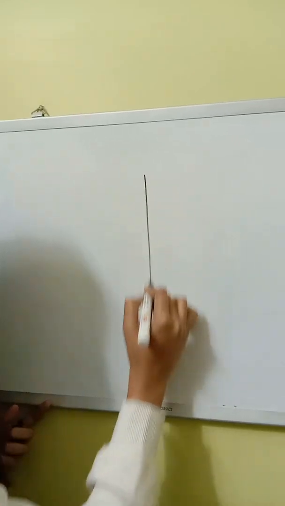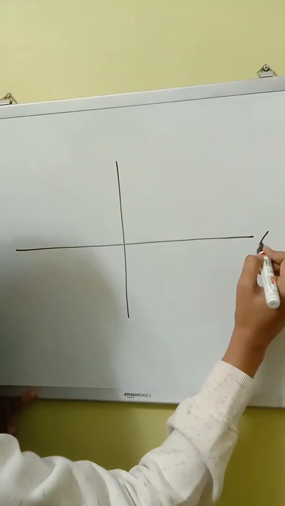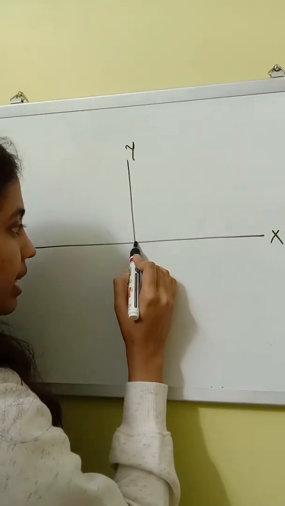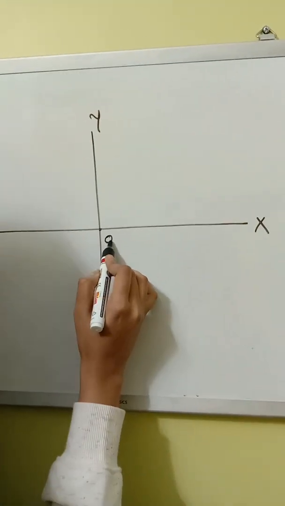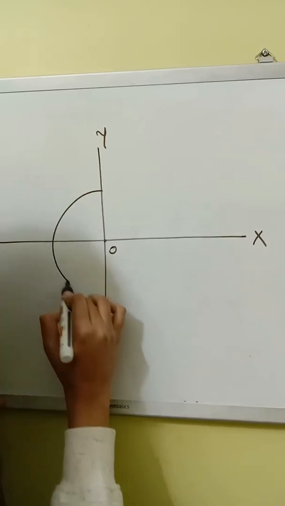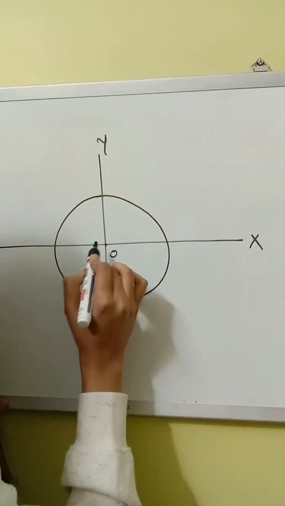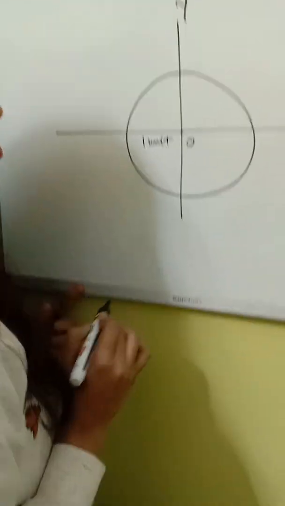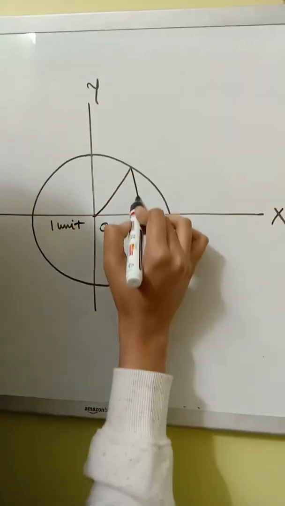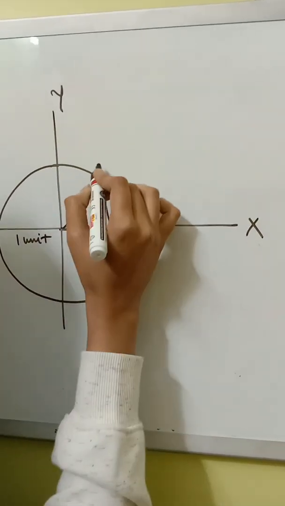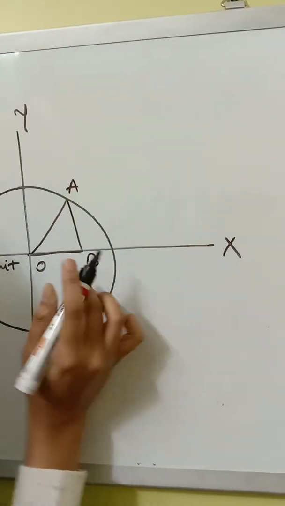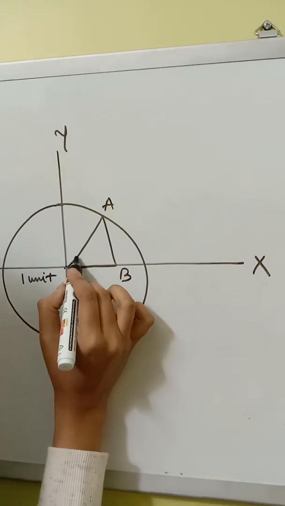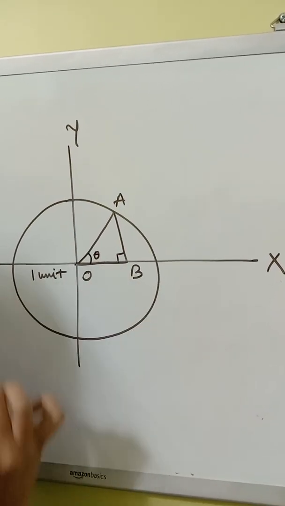So let's get back to the Cartesian plane, where this is the x-axis and this is the y-axis, which meet at point O. Taking O as the center, we will draw a unit circle, that is, it will have a radius of 1 unit. Now let me draw a right angle triangle over here and name it AOB, where OB is the base, AB is the height and AO is the hypotenuse. This angle is theta and that is the right angle.